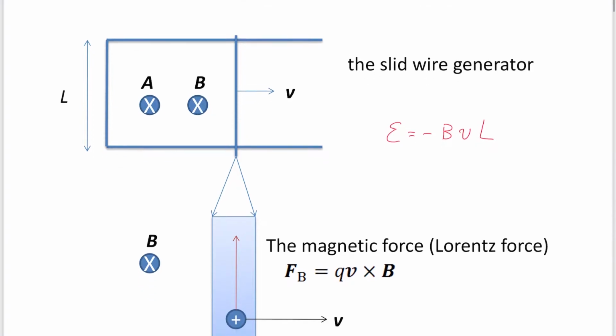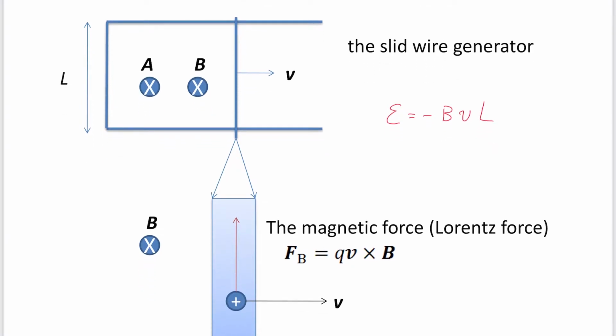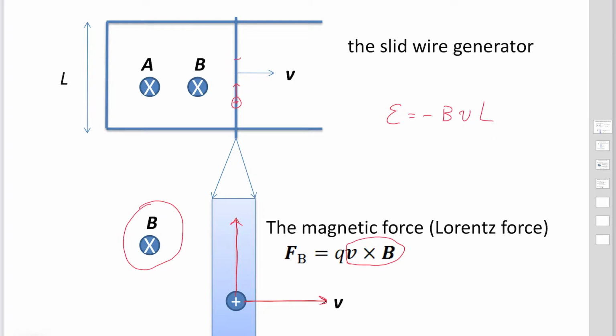I'd like to explain. So in these situations, positive charge is moving to the right, following the motions of the slit wires, moving to the right. Then the magnetic field is directed into the board. Then if you take a cross product, V cross B becomes this direction. So positive charge is moving in the upward direction.